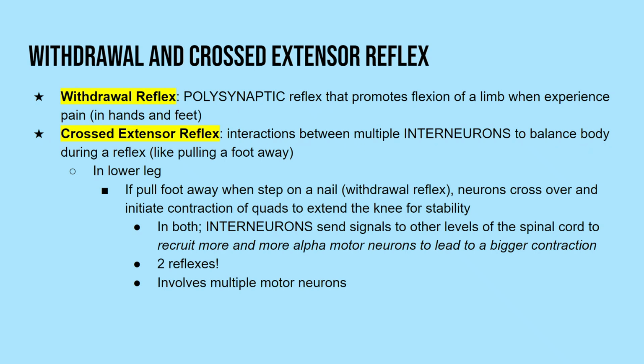The crossed extensor reflex is interaction between multiple interneurons to balance the body during a reflex. So this is where the integration of multiple neurons interacting together produces a more cohesive reflex rather than just one neuron. So again, they're both examples of using more neurons to initiate a reflex.